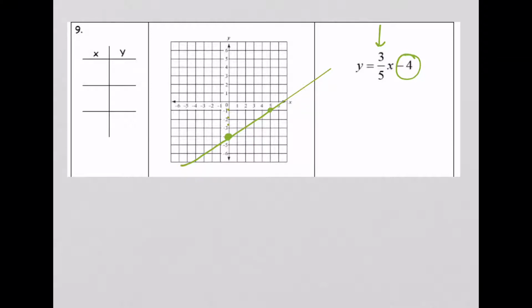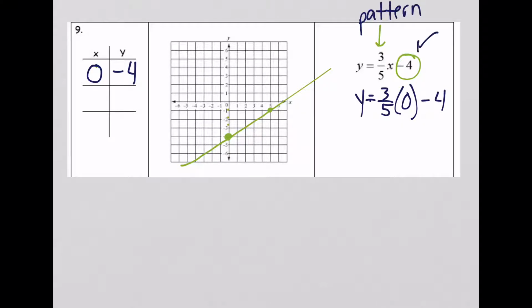Now, making the table might be a little bit trickier because of the fractions, but that's okay. I can tell right away that when x equals 0, y is negative 4. How do I know that? Because if I were to replace x with 0, I would get 3/5 times 0, which is 0, minus 4 is negative 4. Another way I could tell that is because the slope is my pattern, and that makes this my starting point, where in the beginning, when x was 0, it would be at negative 4.